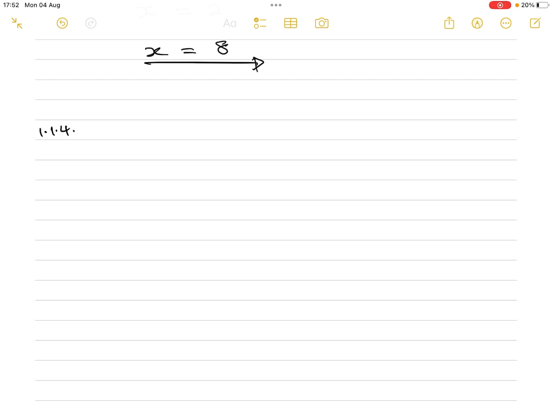So on 1.1.4, this is what I'm given. I'm given that 3 to the power of x times (x minus 5) is less than 0. So if you can take a closer look here, when we say it is less than 0, that means the result has to be what? To be negative.